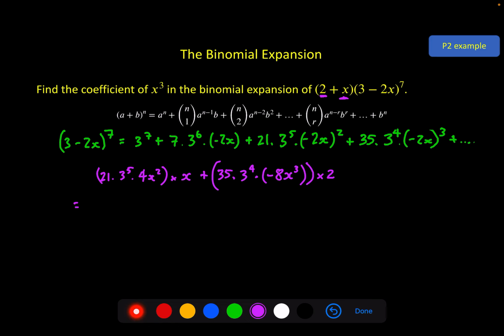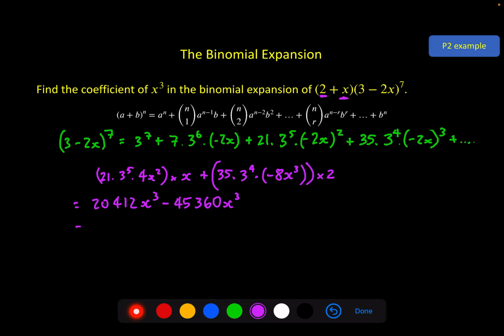So here I'm going to have to put this in my calculator because they want the number. 21 times 3 to the power 5 times 4 is 20,412 x cubed. And here 35 times 3 to the power 4 times minus 8 times the 2 on the end is minus 45,360 x cubed.